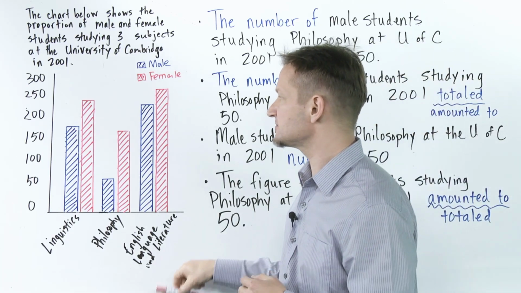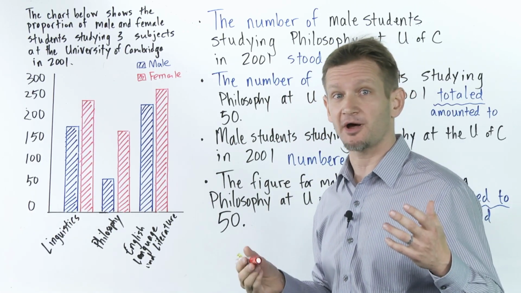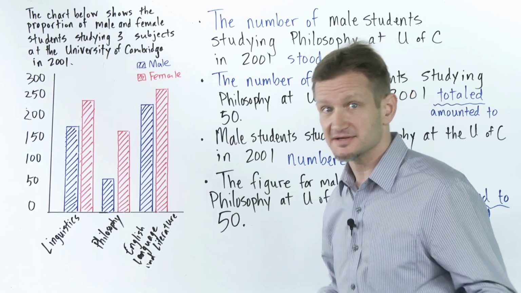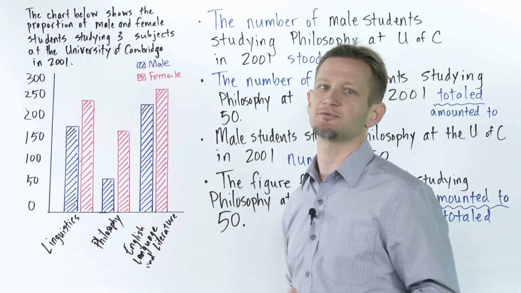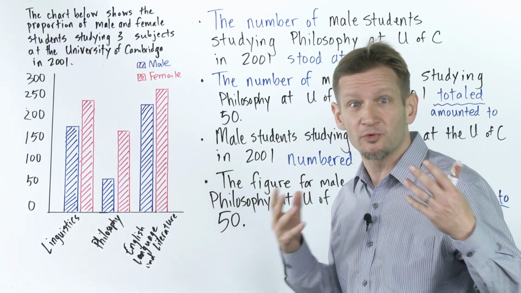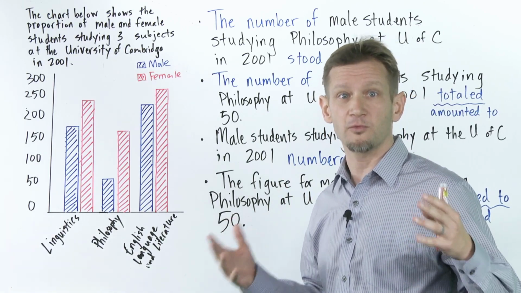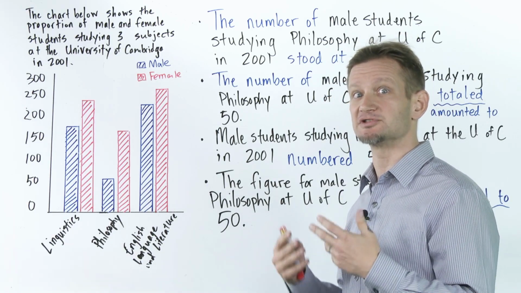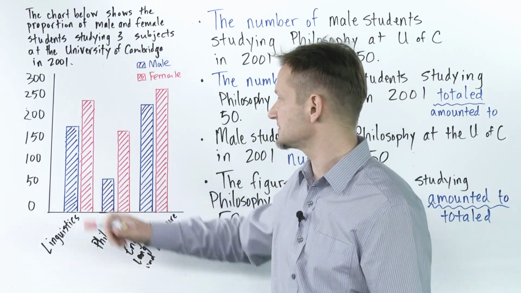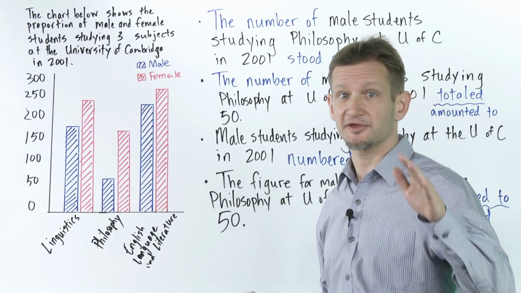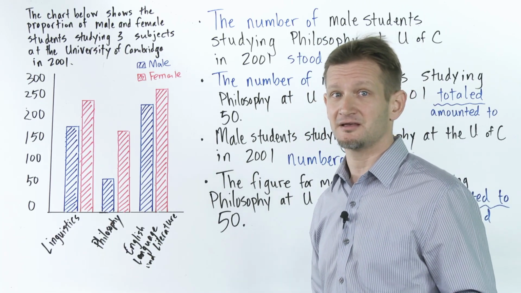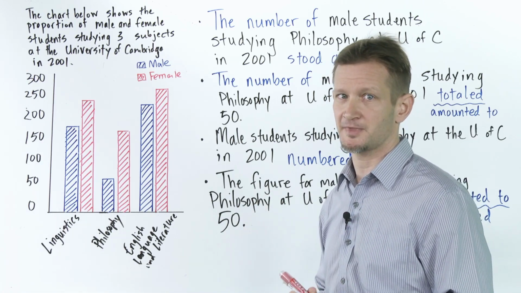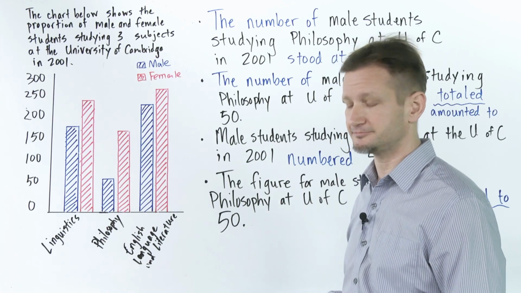Now suppose you wanted to describe how many male students were studying philosophy at Cambridge in 2001, right? So most students are going to say something really simple, really basic. There were 50 students studying philosophy at the University of Cambridge in 2001, right? 50 students. And that's correct. There's nothing wrong with that. But it's basic. And if you want to level up your score, you want to use more diverse vocabulary. So let me give you some examples of that now.